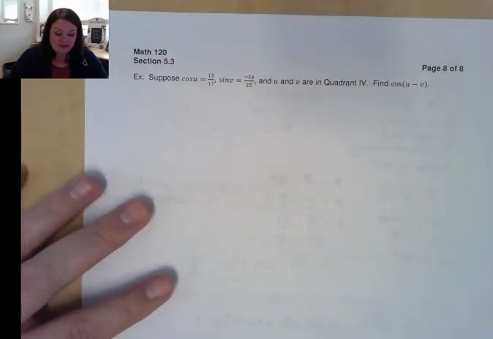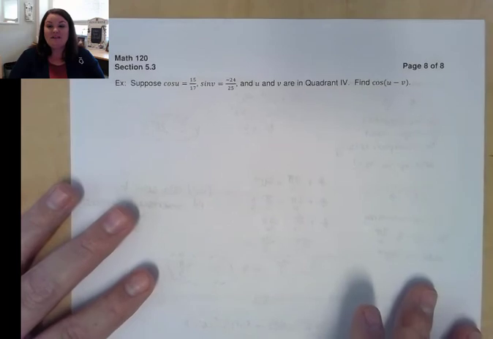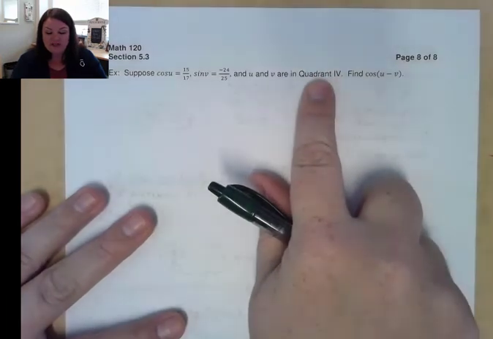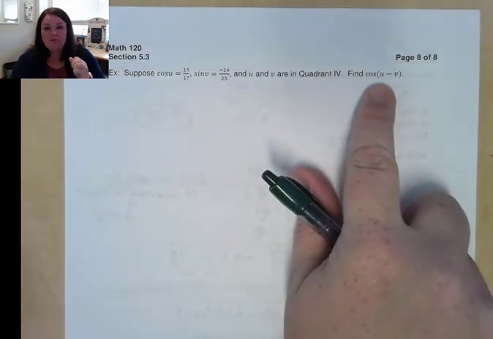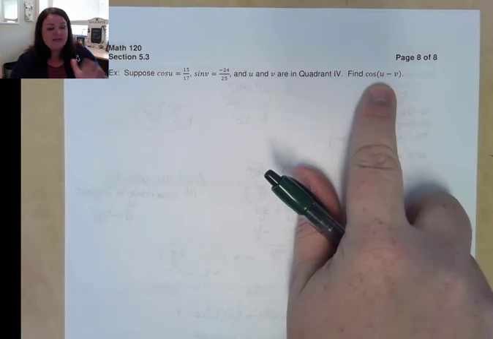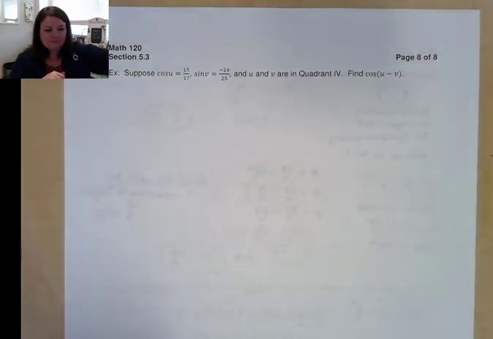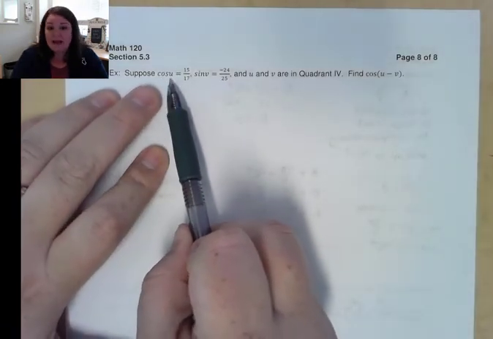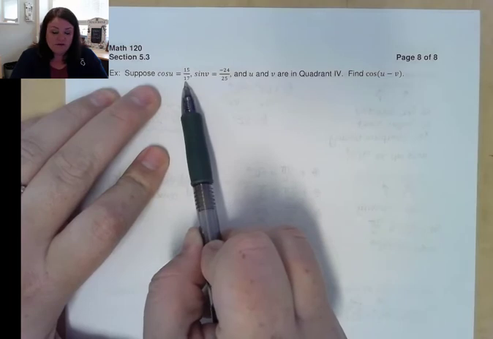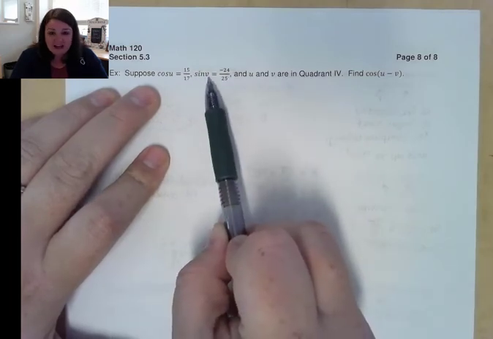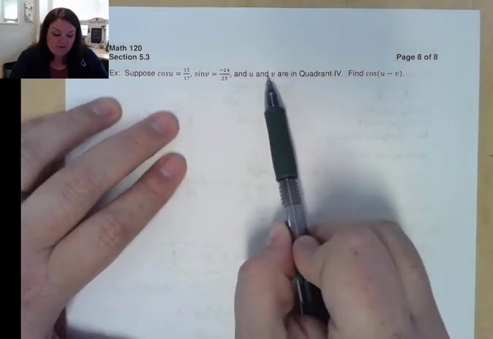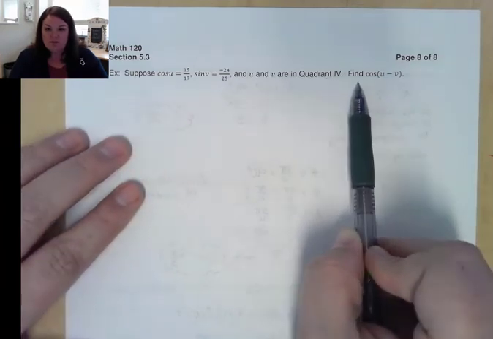Last example of this section is when they give you specific sine and cosine values of two given angles and their location, and then they want you to calculate either the sum identity for cosine or the difference identity for cosine. So let's look at one and how to simplify. So this says that cosine of this U angle is 15 over 17. The sine value of a V angle is -24 over 25. And it says U and V are in quadrant 4. And we want to find this.